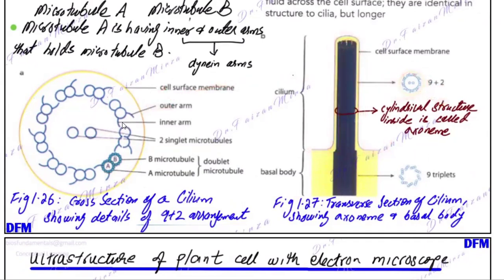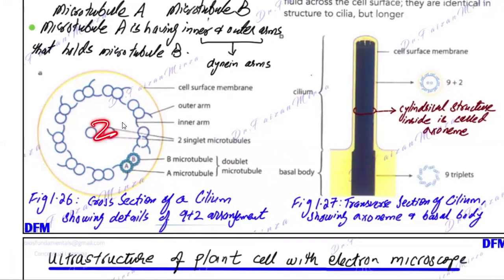The 9 plus 2 arrangement means this structure present inside the cilia is actually microtubules, and these microtubules have a 9 plus 2 arrangement. There are two singlet microtubules in the center, and there are doublets, 9 in number, around these two. So a total of 9 doublets are there. 1, 2, 3, 4, 5, 6, 7, 8, and 9. A total of 9 doublets and two singlet microtubules in the center. This forms the 9 plus 2 arrangement.